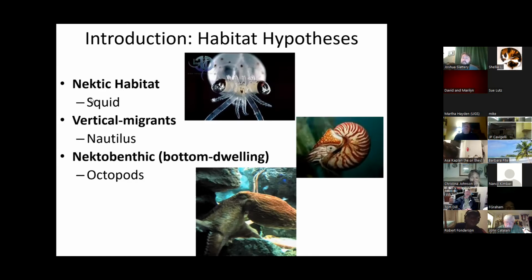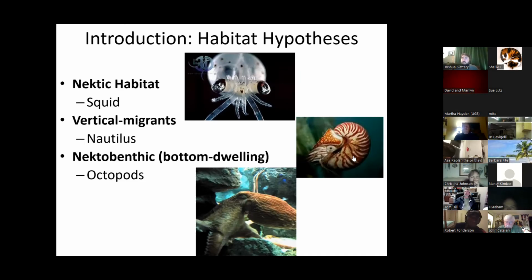Most modern cephalopods like squid today are probably nektic. They live in the water column, whereas octopods are typically nektobenthic. They live close to the sea bottom. There are some exceptions to this, like the Argonauts, but most octopods live close to the sea bottom. Nautilus is a vertical migrant, so it actually moves up and down. And it's kind of cool.